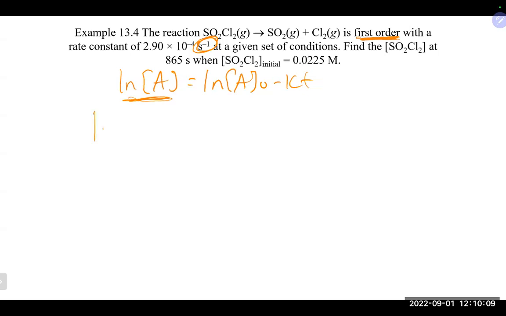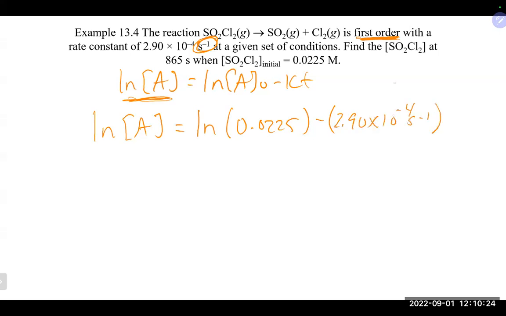So we are looking for the natural log of A equals the natural log of our initial concentration, 0.0225, minus our rate constant, which was 2.9 times 10 to the minus 4 reciprocal seconds. And in this case, we're running for about 865 seconds, which would be our time. As we just talked about, we are okay in this particular example in terms of units. They're both seconds, but again, sometimes they are not the same units as you go through. Any questions on any of that there?